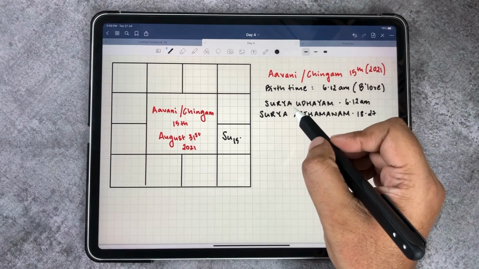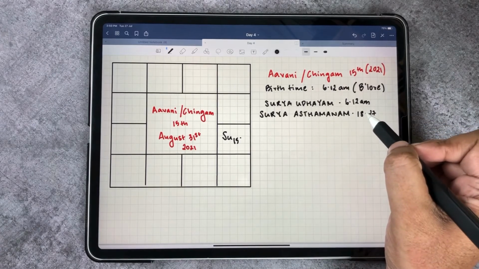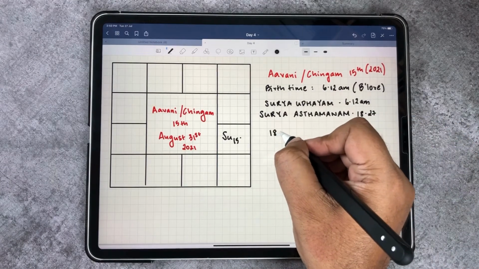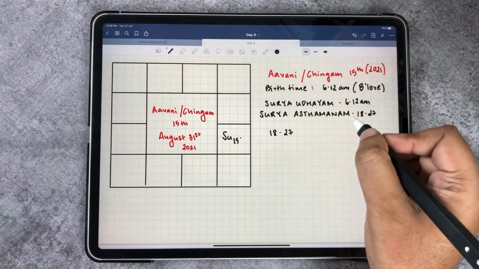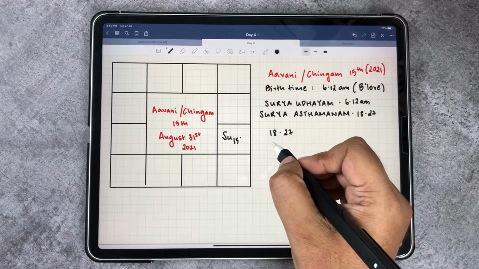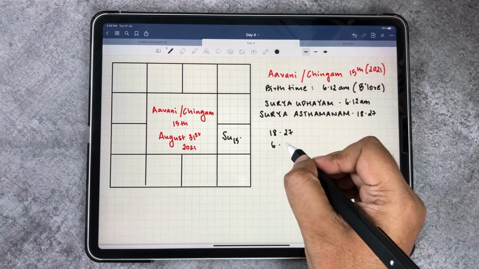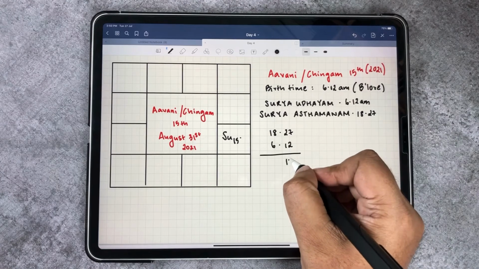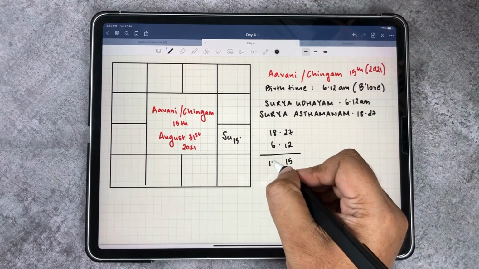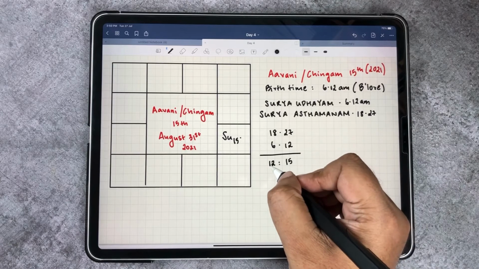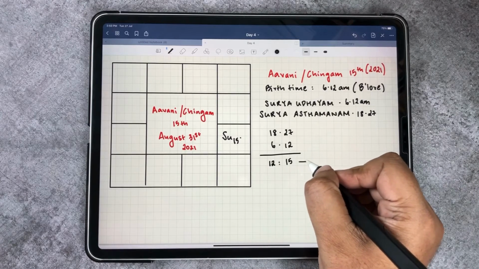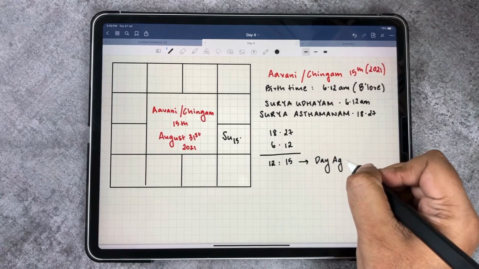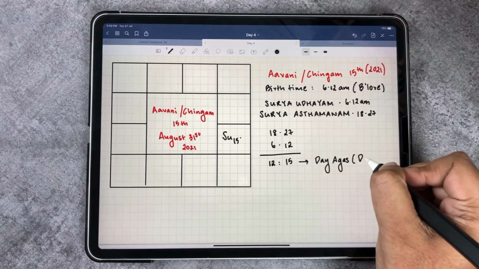So we have the Surya Udayam now, we have the Surya Astamanam as well. What would the duration of the day be? 18 hours 27 minutes, which is the Surya Astamanam, minus 6 hours 12 minutes, that is the Surya Udayam. What would you have? 15 here and 12 here. So you would have 12 hours 15 minutes, which would be the Dinamanam, or the duration of the day.